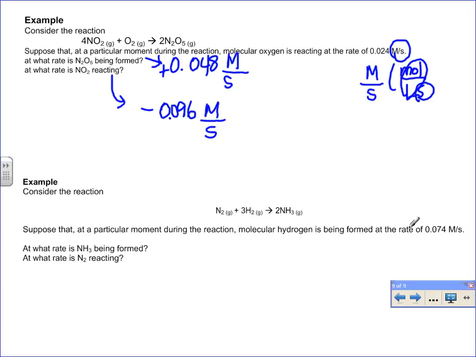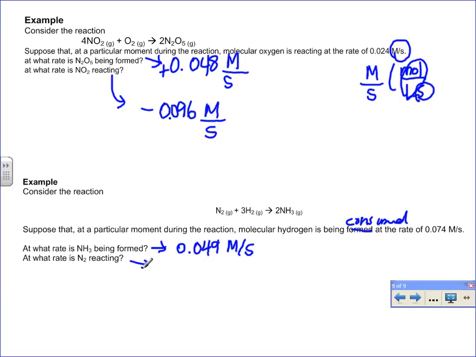Okay, so let's look at one more example here. Molecular hydrogen is being consumed at a rate of 0.074 mole per liter per second. At what rate is the NH3 being formed? So we know the rate of the H2. We know that for every 3 H2 used, we produce 2 NH3, and the rate reflects the same ratio. So applying the 3 to 2 ratio, we find that the rate of production of NH3 is 0.049 mole per liter per second.